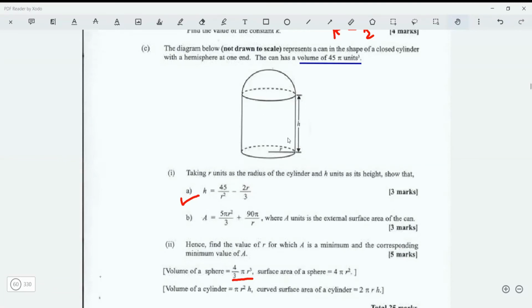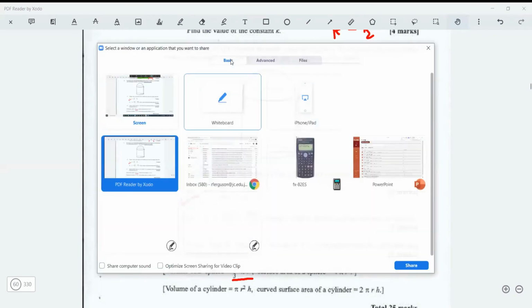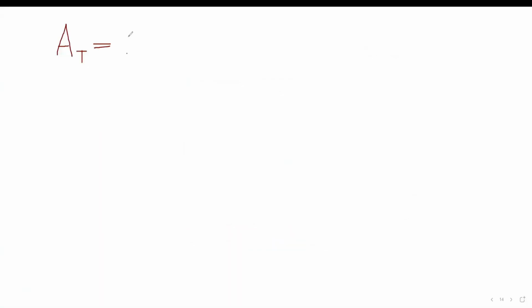Let's look at it now. The total area is going to be equal to the curved surface area of the cylinder plus the area of the half sphere, the hemisphere. So the area is going to be equal to the area of the cylinder plus the area of the hemisphere. Now, area total, we don't know what the expression for it is. What did they call it? They call it A, so let's just leave it as A, not area total.